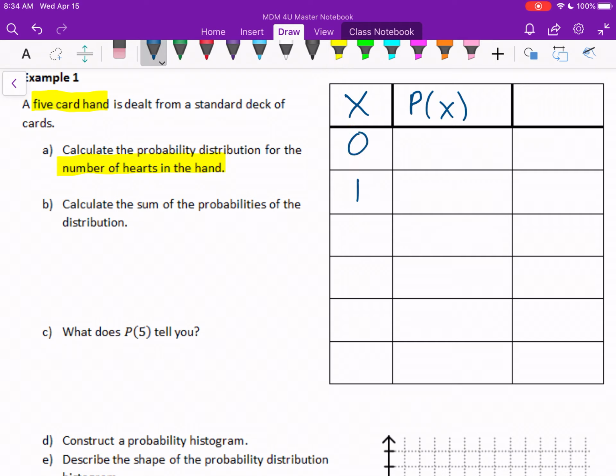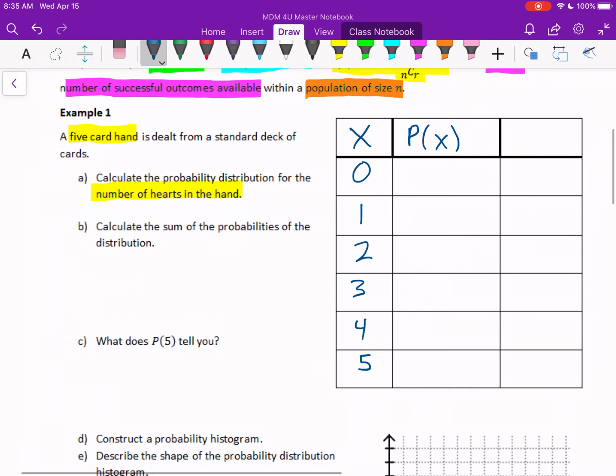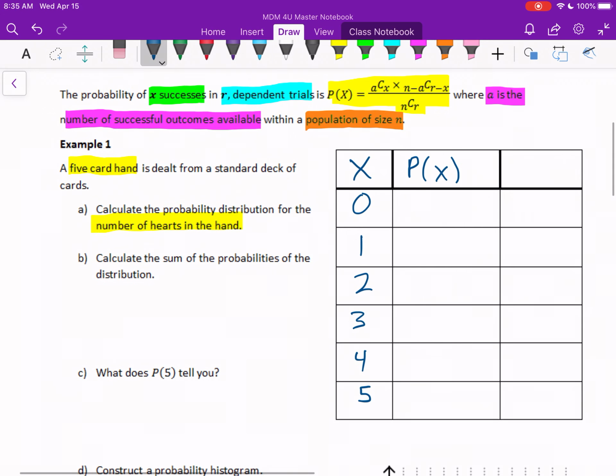And that's what we have in the different rows of the table. Whoops, left out number 3. So that's my independent variable. Since we're looking for the number of hearts in the hand, we're going to measure the number of hearts we get as the number of successes. So we could have 0 successes up to 5 successes. So that would be what we defined as X.